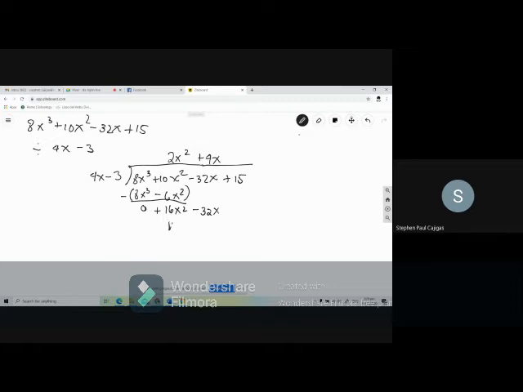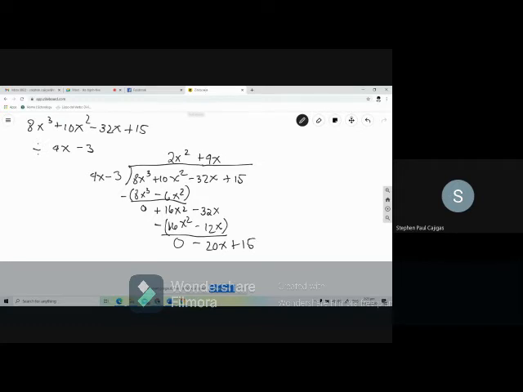4x times 4x, that is 16x squared. 4x times negative 3, so that's minus 12x. Isa-subtract natin here. So, 16x squared minus 16x squared, of course, 0. Negative 32 minus negative 12. So, magiging negative 32 plus 12. So, negative, that's positive. So, we will subtract 32 minus 12. That is negative 20x. And then bring down the next term plus 15.